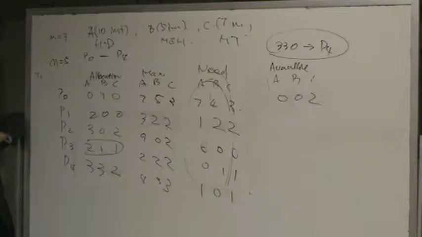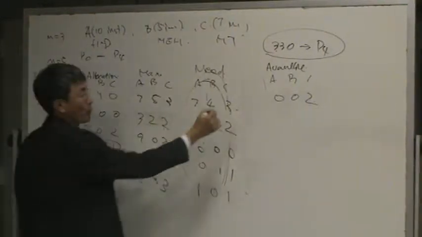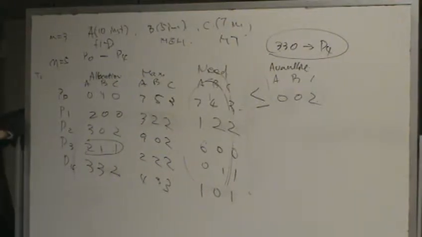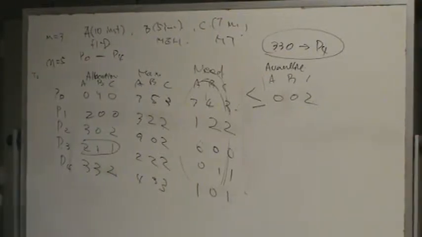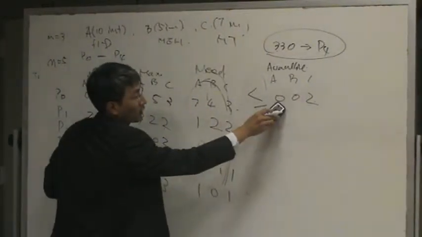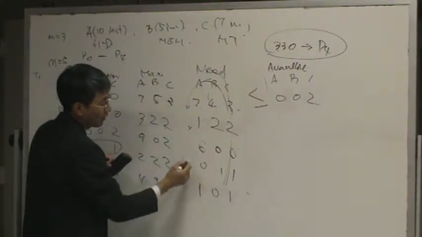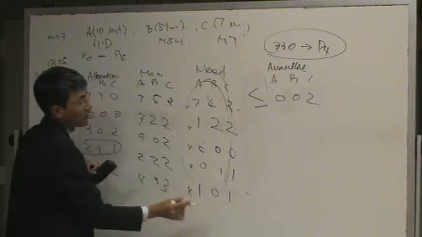What is the first step? You need to find the process that is satisfied with this one. Can you find the process? What about process 1? You need 7. You can just take a look because you have nothing. So definitely this is not, this is not, this is not, this is not, this is not.